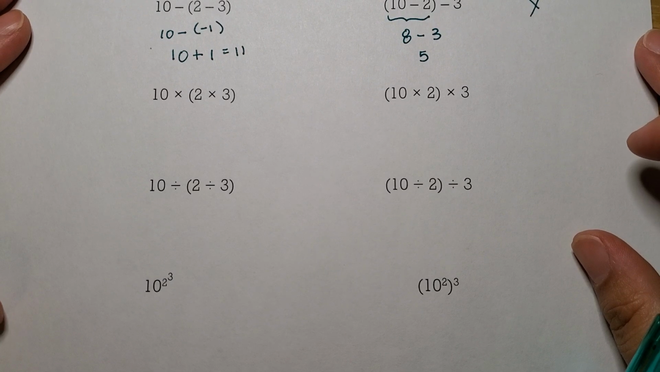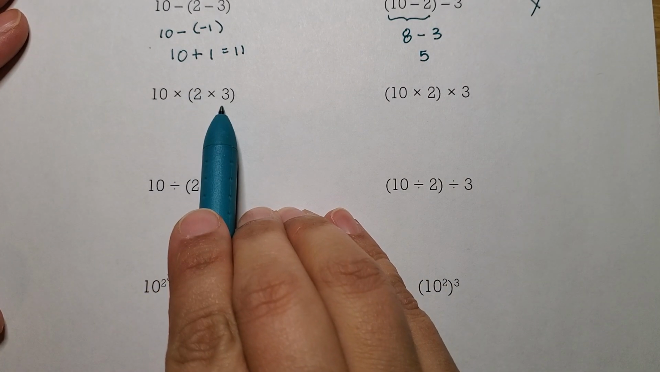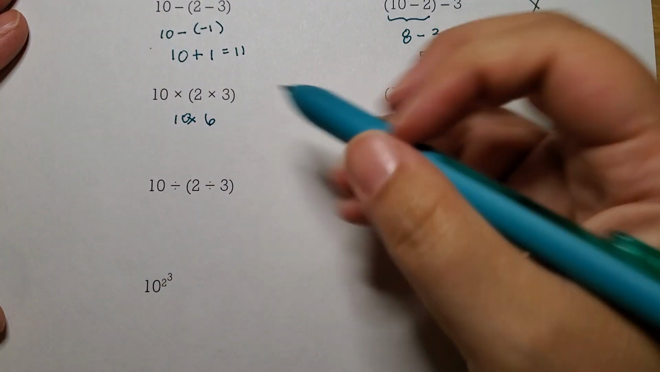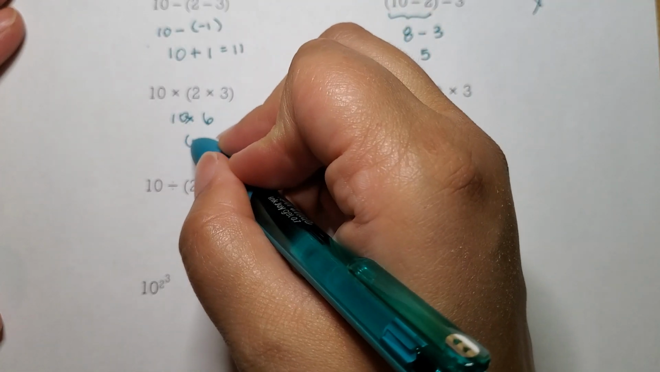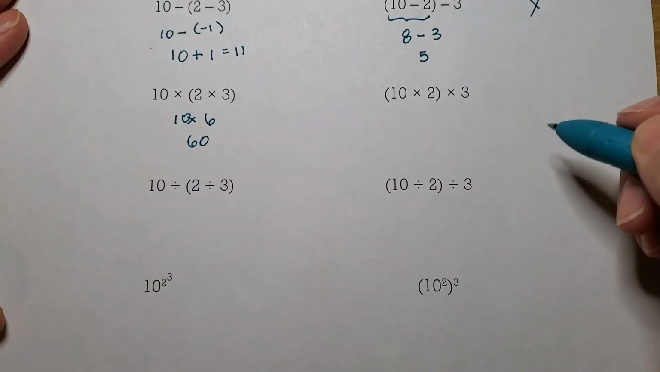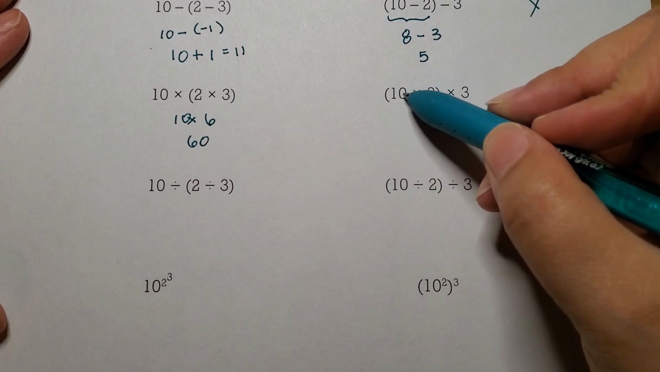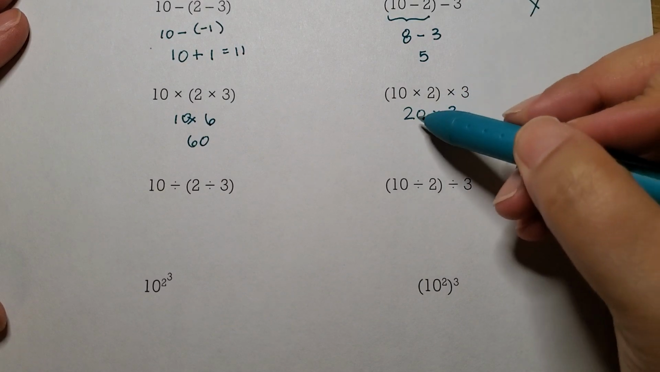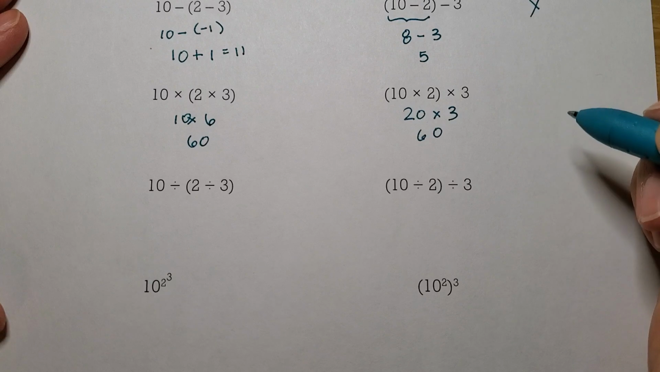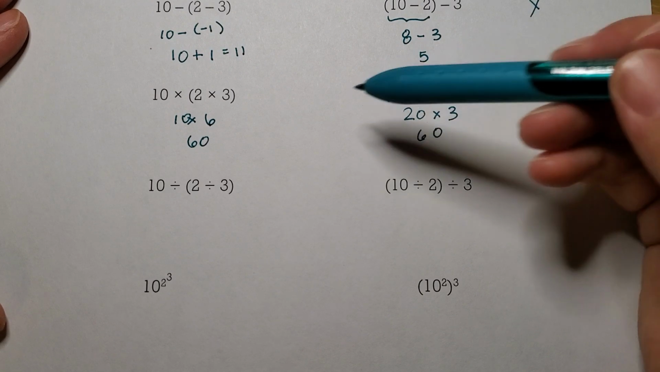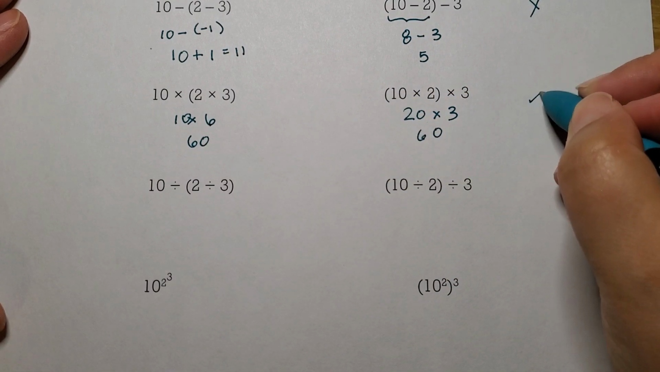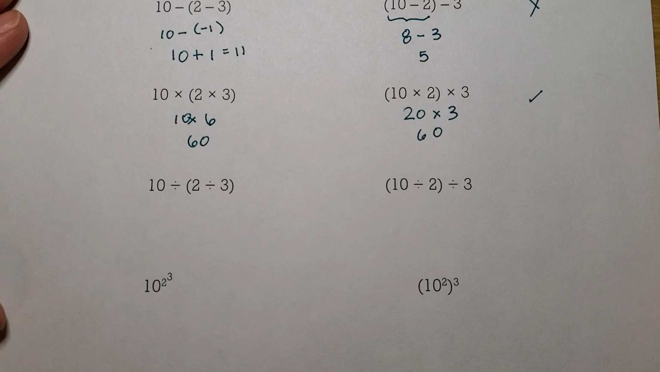So let's do the multiplication first. So I've got 2 times 3 in parentheses. That's going to give me 6. And if I do 10 times 6, that's going to get me 60. On the right, I've got to do 10 times 2 first, which is 20. And 20 times 3 is going to give me 60. So whether the 2 and the 3 were grouped or the 10 and the 2 were grouped, we got 60 either way. So it looks like multiplication likely has associativity as well. How about division?